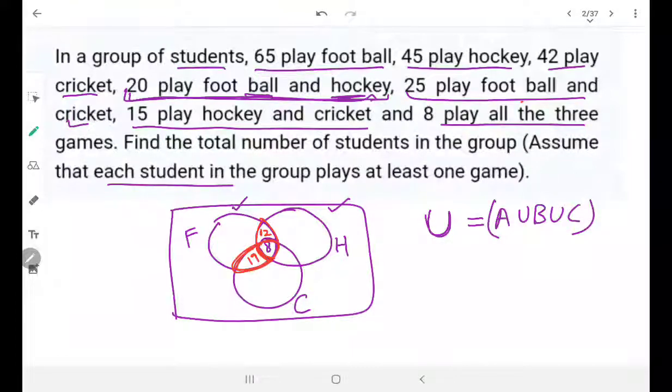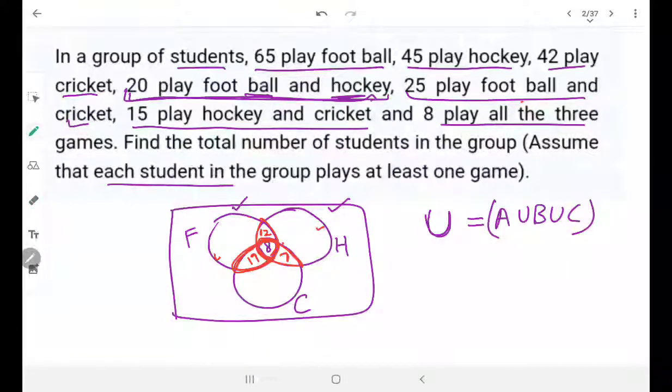15 play hockey and cricket. This one. So this is 8 already. So 15 minus 8 is 7. Okay. Now see, we started with the students playing all of the 3, then 2 at one time, and now we will do individual, like football only. This area is football only. Okay.